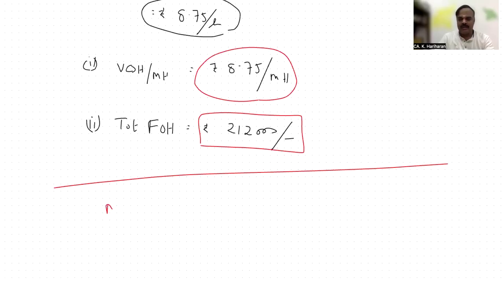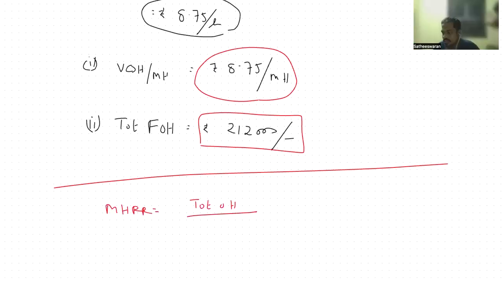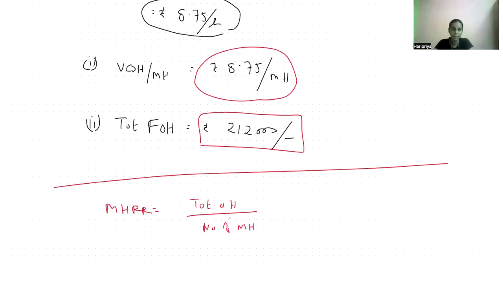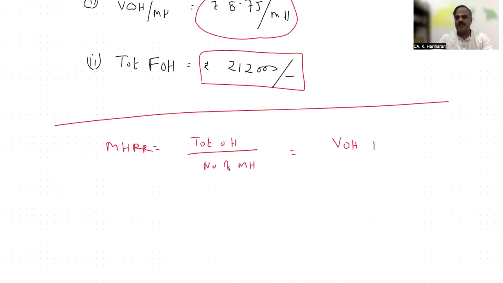Total overhead divided by number of machine hours. That is equal to variable overhead plus fixed overhead, divided by number of machine hours. Right or not? Yes, sir. Both variable and fixed.